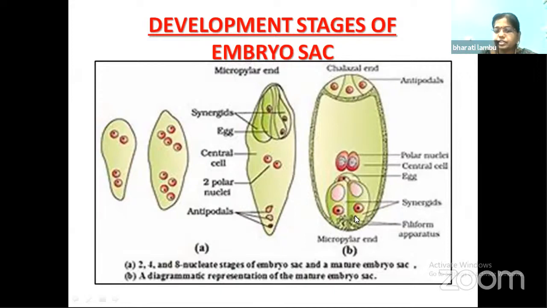And the synergids will have finger-like projections into it. It is called the filiform apparatus. What is the function of the filiform apparatus? It will help in the direction or movement of the pollen tube towards the egg. So when the pollen tube is approaching, this filiform apparatus will guide the pollen tube inside the embryo sac.